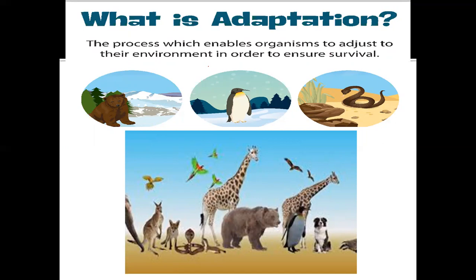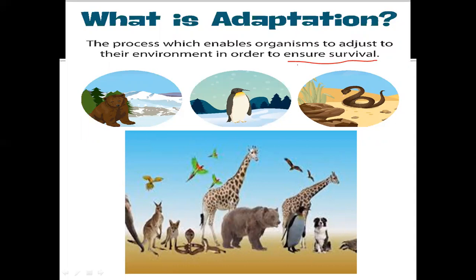And their species, their group will be extinct from the earth, like will be finished from the earth. So to be the part of that environment, they have to ensure some changes inside them. And that process is called adaptations.